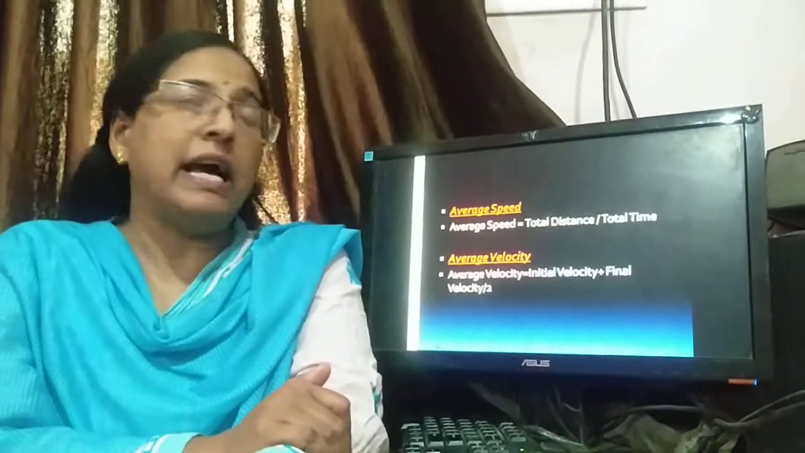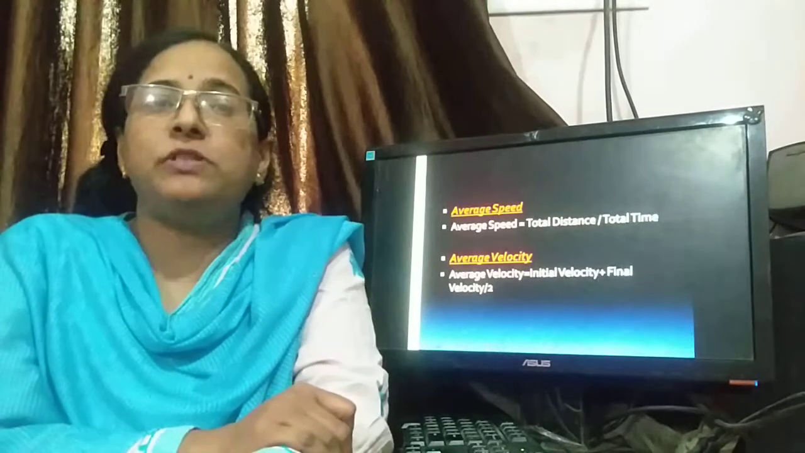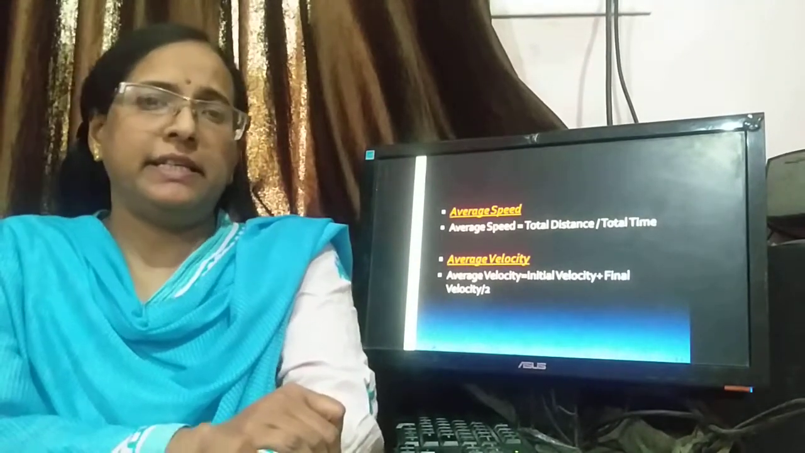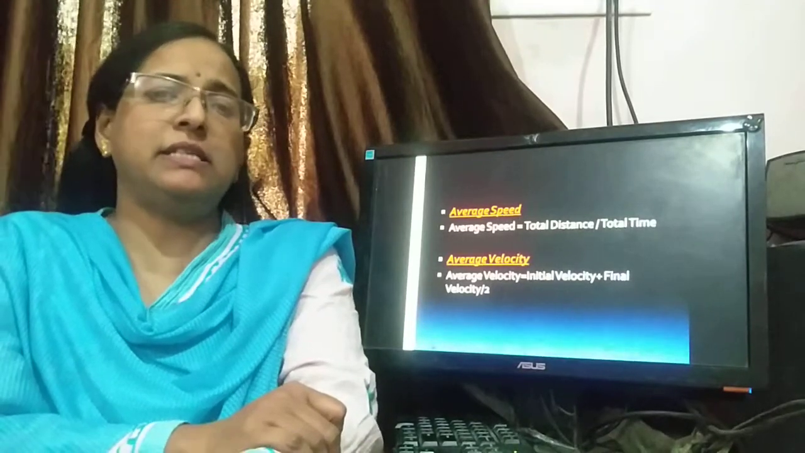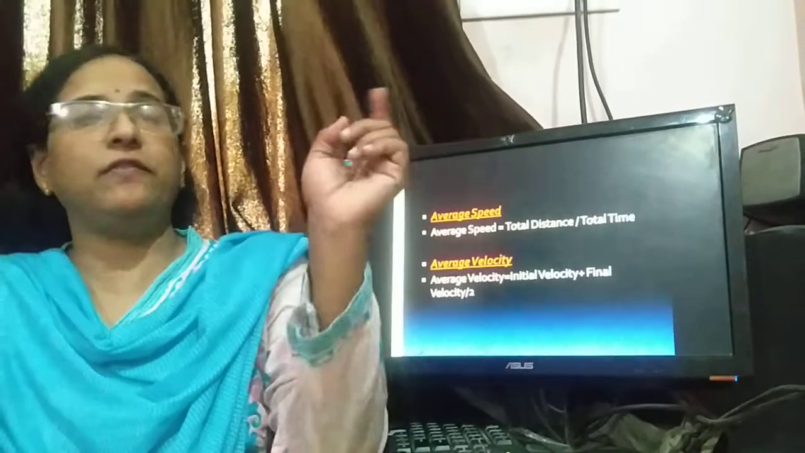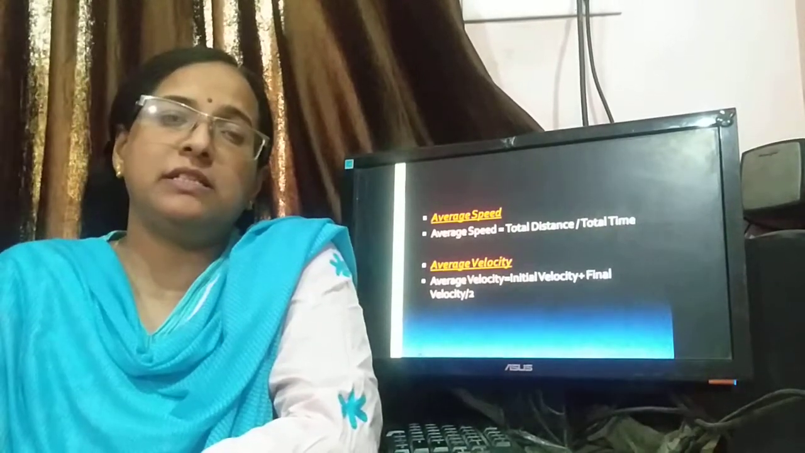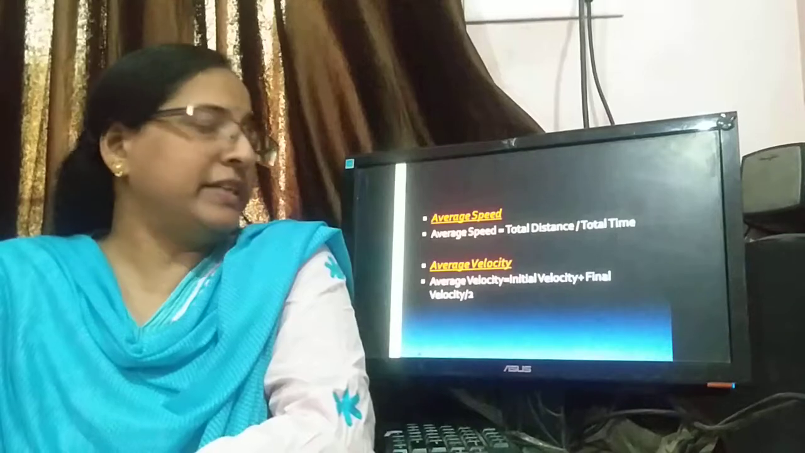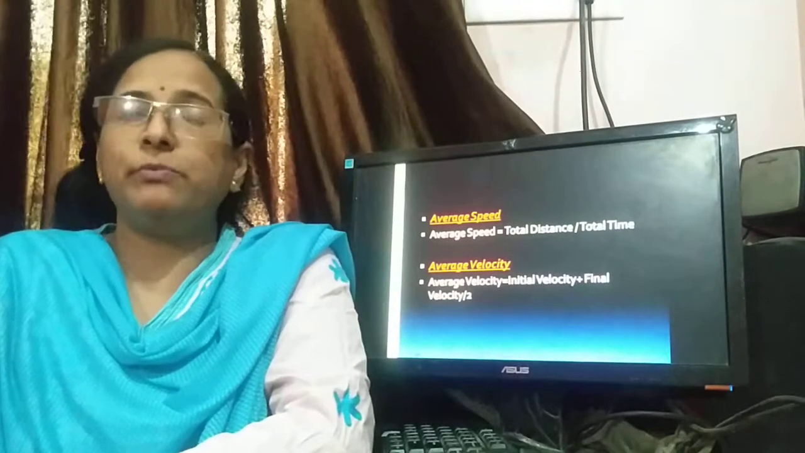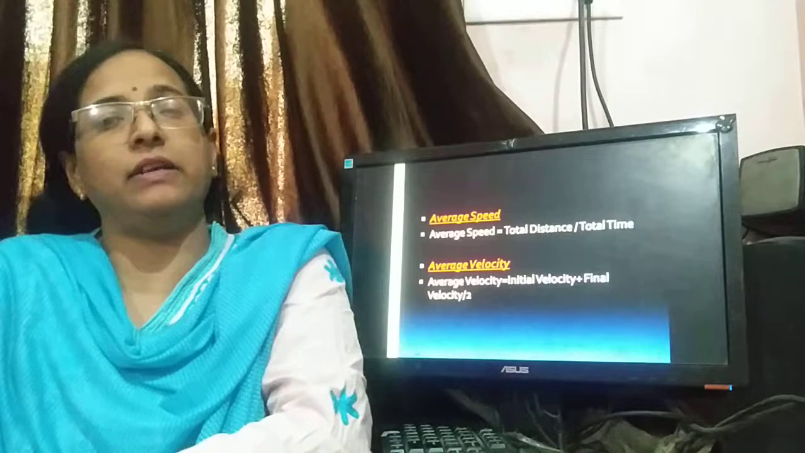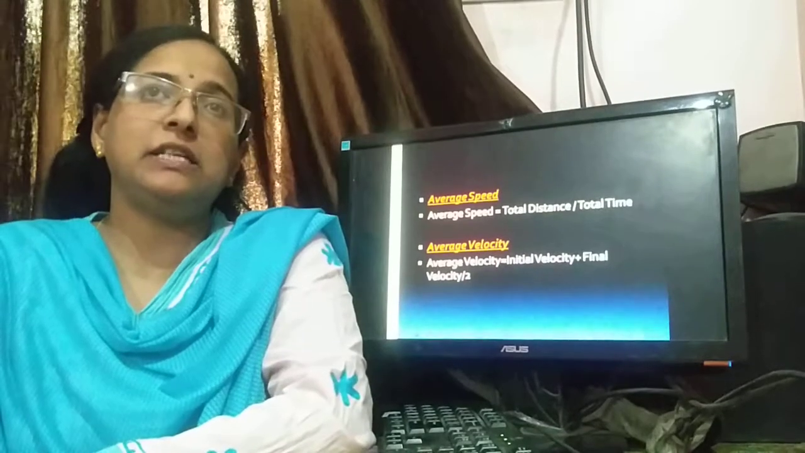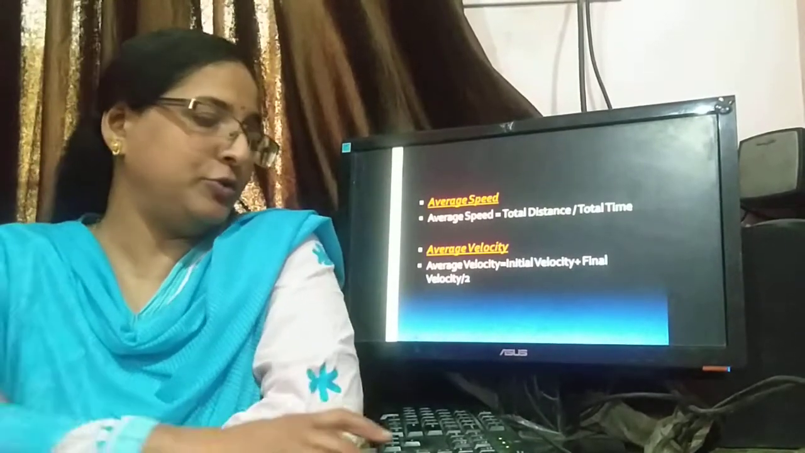Now how to find out the average speed? You know that when an object travels, it does not travel with the same speed. Sometimes it decreases its speed, sometimes it increases its speed. So we should know the average speed of an object, which is calculated using the formula: average speed is equal to total distance upon total time. Similarly, the average velocity we can calculate using total displacement upon total time, or one more formula when we know the initial and the final velocity. It is given by (u plus v) upon 2, or initial velocity plus final velocity upon 2.